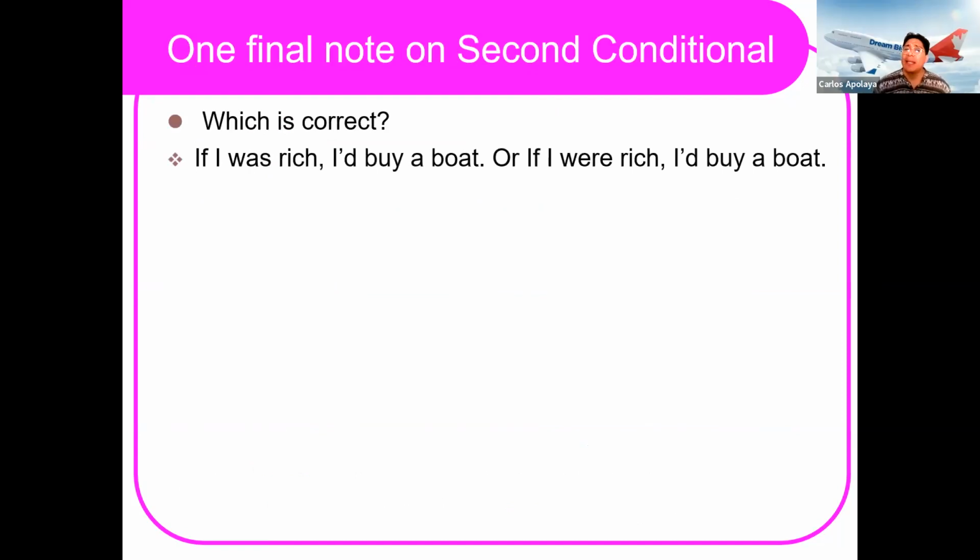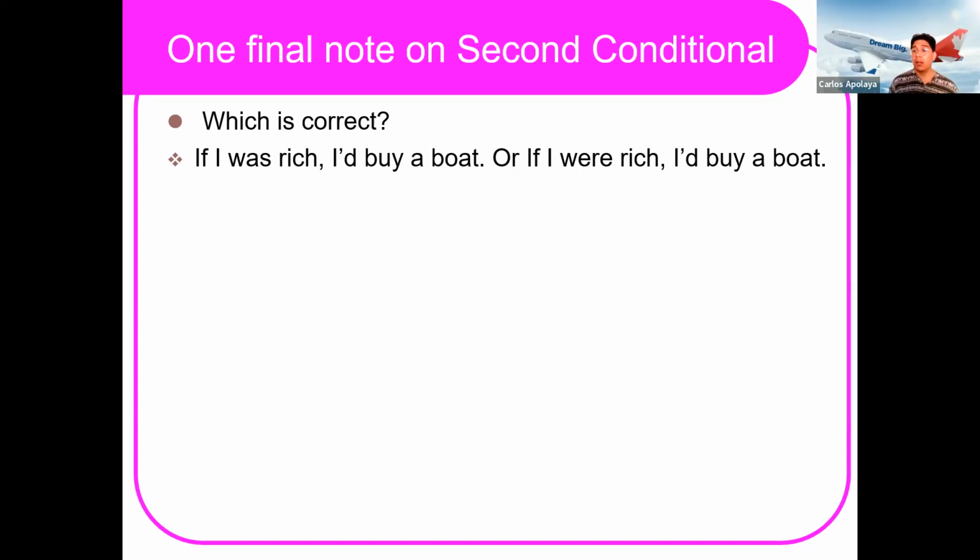Which is correct, Gabby? If I was rich, I'd buy a boat, or if I were rich, I would buy a boat. So if I say, if I was rich, this is not correct, right? Or it is correct. What do you think? Or both are correct. Both are, but what is the difference, Gabby, in your words? What is the difference between saying I was and I were? When we use a conditional, we always have to use were.